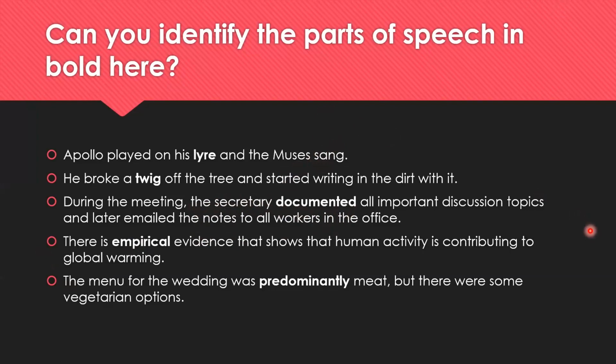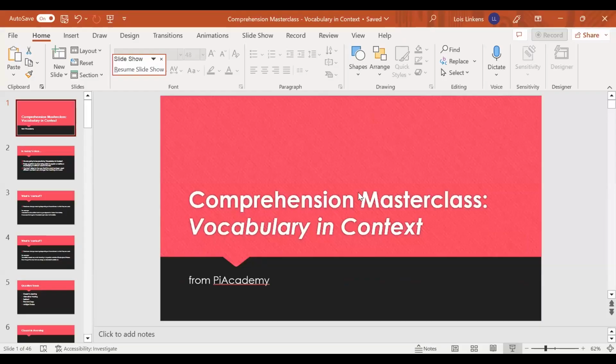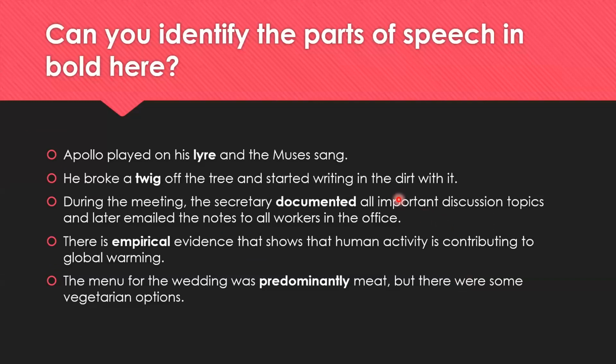Excellent. Okay, next one. There is empirical evidence that shows that human activity is contributing to global warming. What type of word is empirical? Excellent, well done. Oh, sorry, my screen has just flicked off. There we go. Correct, it's an adjective, empirical. Everybody has got that. You're right, Mira has said it means evidence. Well, it doesn't mean evidence. It means hard, fast evidence, based in fact. So good, that is an adjective, empirical.